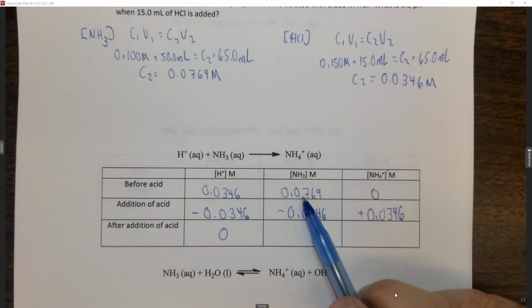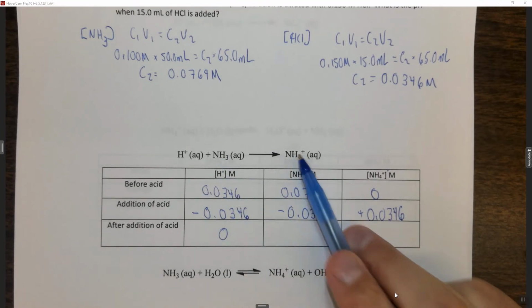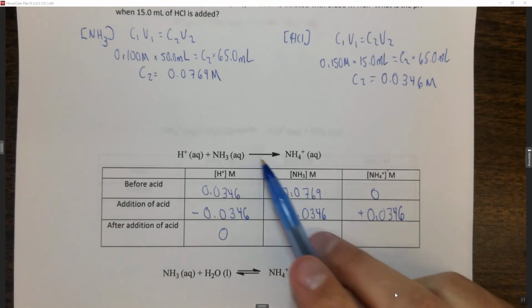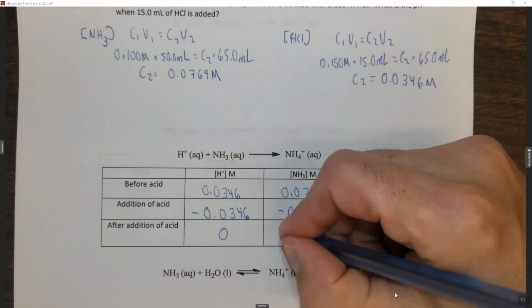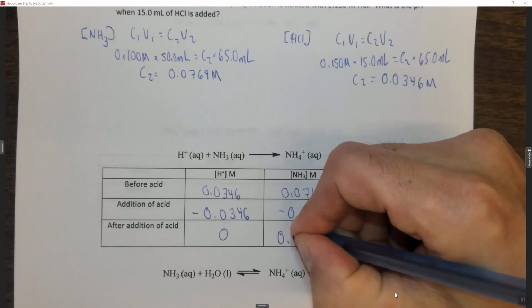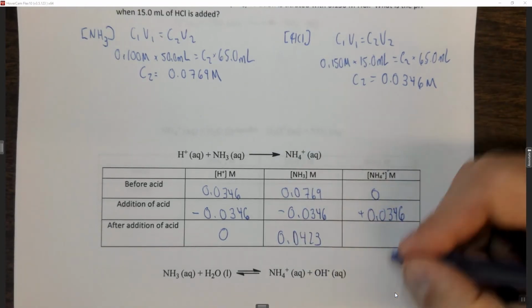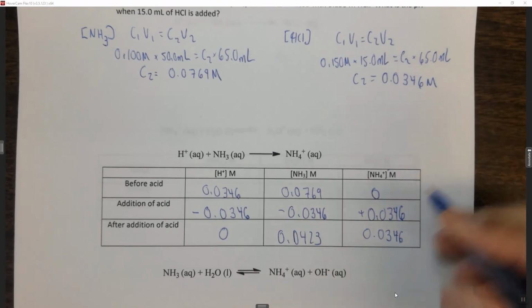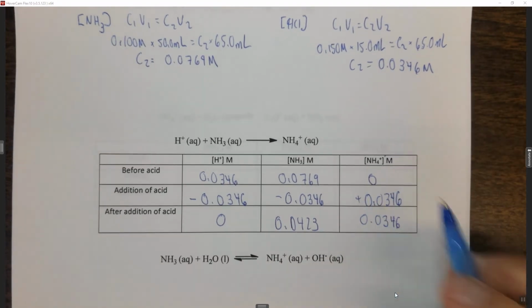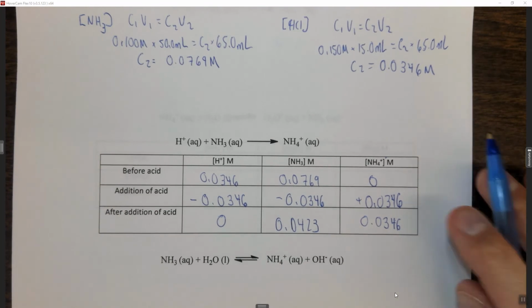Why? Because as this H plus reacts with NH3, it converts this into this. Specifically, 0.0346 molar of this is going to be converted into this. When I subtract these two numbers, I find that this is 0.0423 molar, and this is just going to be 0.0346 molar. So now what do I have? Now I have a buffer. My buffer contains both NH3 and NH4 plus.